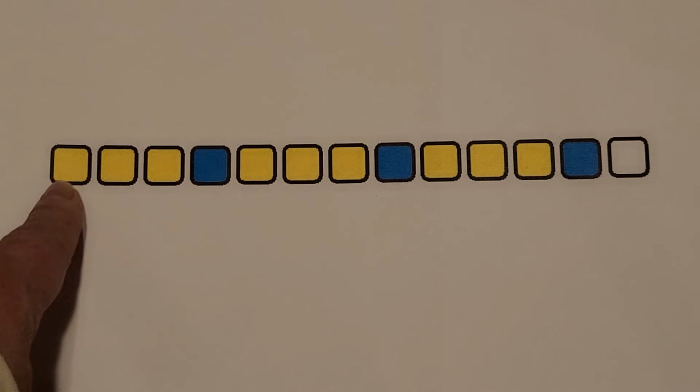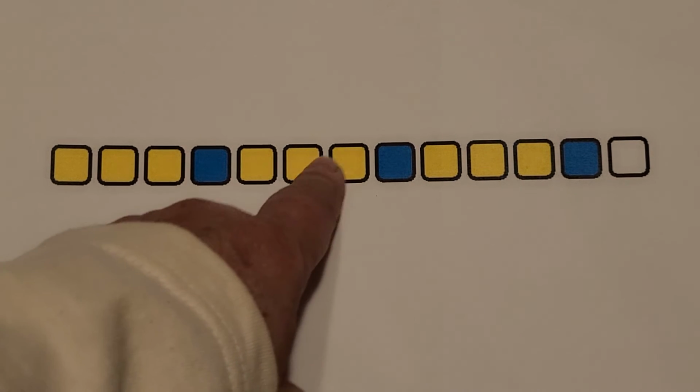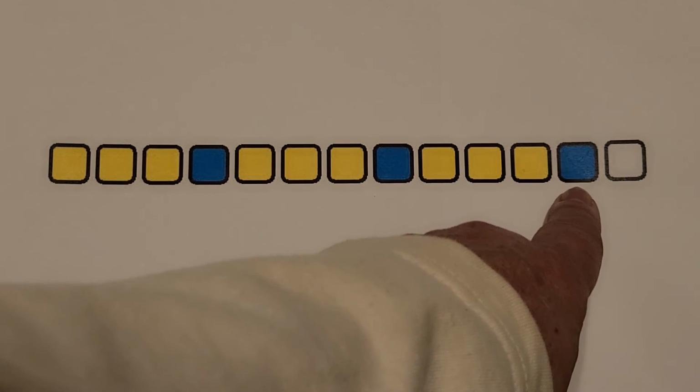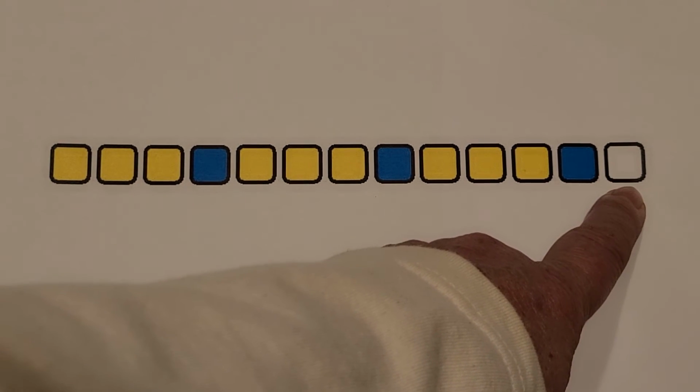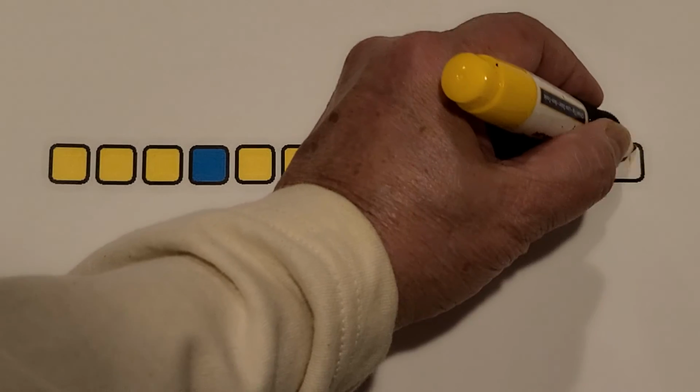Look at this pattern. We have two colors and we have squares. Yellow, yellow, yellow, blue. Yellow, yellow, yellow, blue. Yellow, yellow, yellow, blue. What color should be here? We can color the correct color. If you said yellow, you're correct. We can color this one yellow.